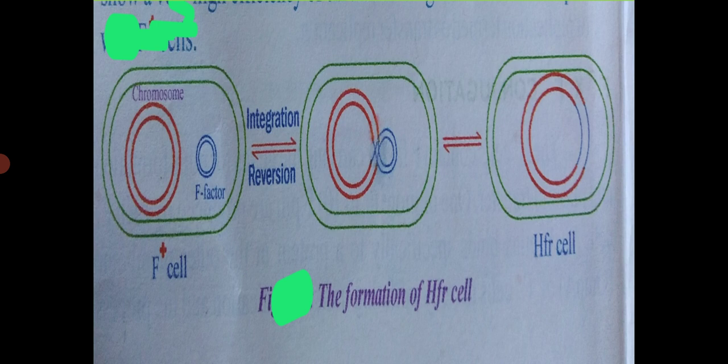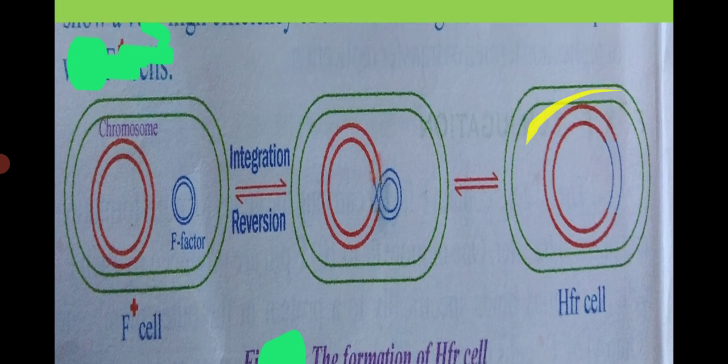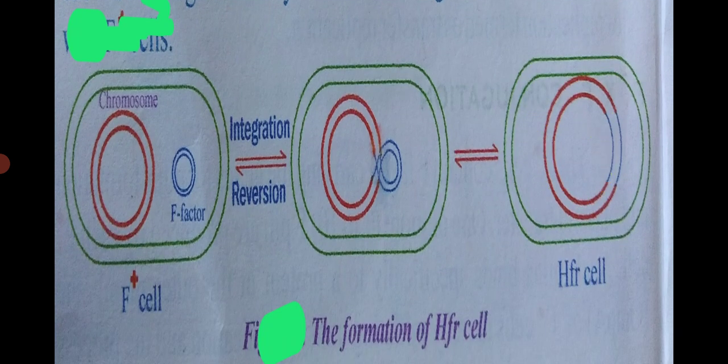This is the formation of an Hfr cell. The F plus cell is with an F factor, or a plasmid. The plasmid gets integrated into the host cell chromosome and forms an Hfr cell, and this is an Hfr cell, high frequency of recombination.